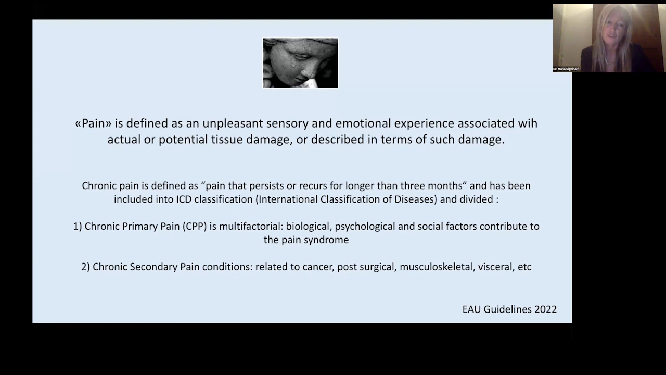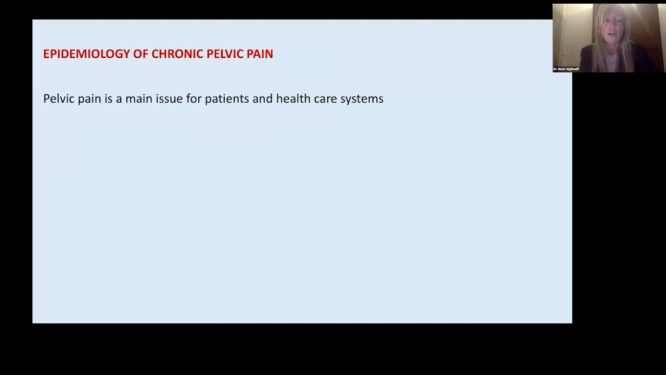It has been divided into a chronic primary pain that is multifactorial. It includes biological, psychological, and social factors that all contribute to the pain syndrome. And the chronic secondary pain conditions that are related, and they are consequences to cancer, post-surgical, to pathological conditions.